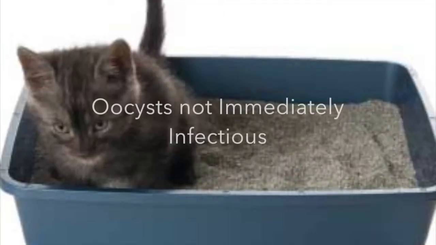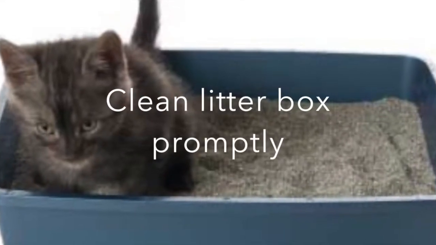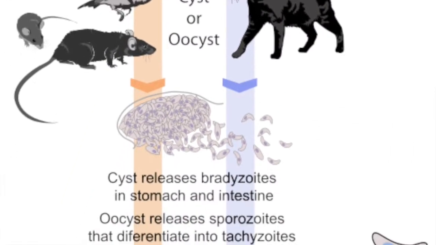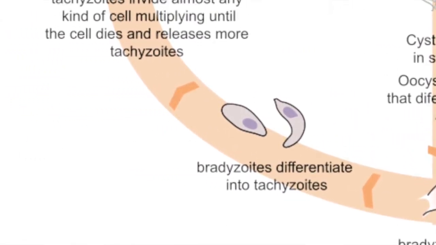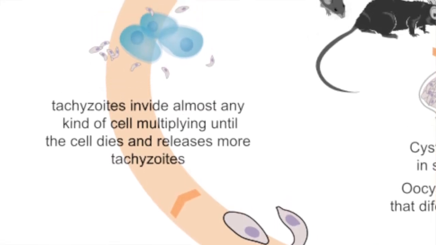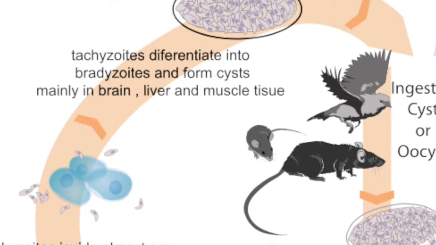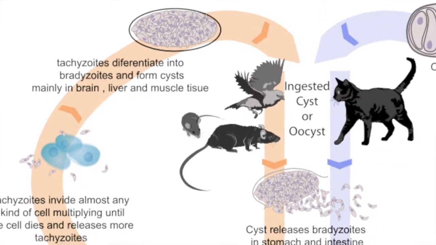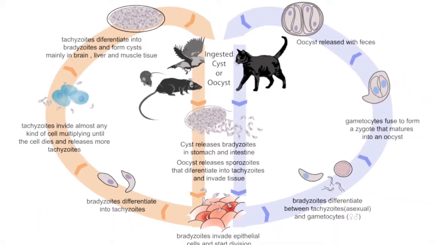The oocysts excreted in the cat feces are not immediately infectious, providing a great strategy to reduce risk to cat owners. In other mammals, after bradyzoites start division, they differentiate into tachyzoites. The tachyzoites will invade almost any cell, with invaded cells releasing more. The tachyzoites will then differentiate into bradyzoites and form cysts in the brain, liver, and muscle tissues. These cysts remain dormant within the host forever, except for possible reactivation when the human immune system is suppressed.